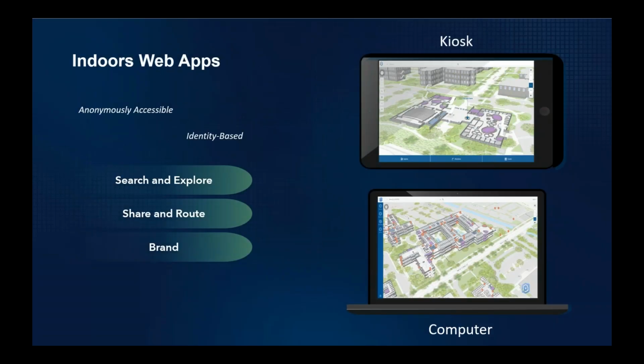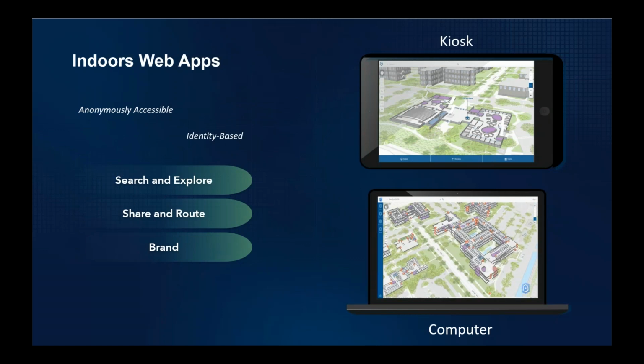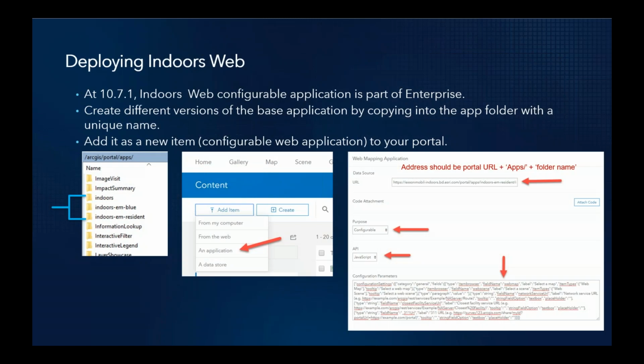Now, setting up the indoors web application, there's a few steps you'll need to take, and I'm going to go over those here. As I mentioned earlier, it does come with Enterprise, right? You have a default configurable app that you could take any indoors web map and push it out as an indoors web application. But typically, you're going to want to make copies of it, style them differently. So here's an example. On the portal instance, you'd make a copy of the default indoors, name it something intelligible, add that as a new item to your portal, a configurable JavaScript web application.